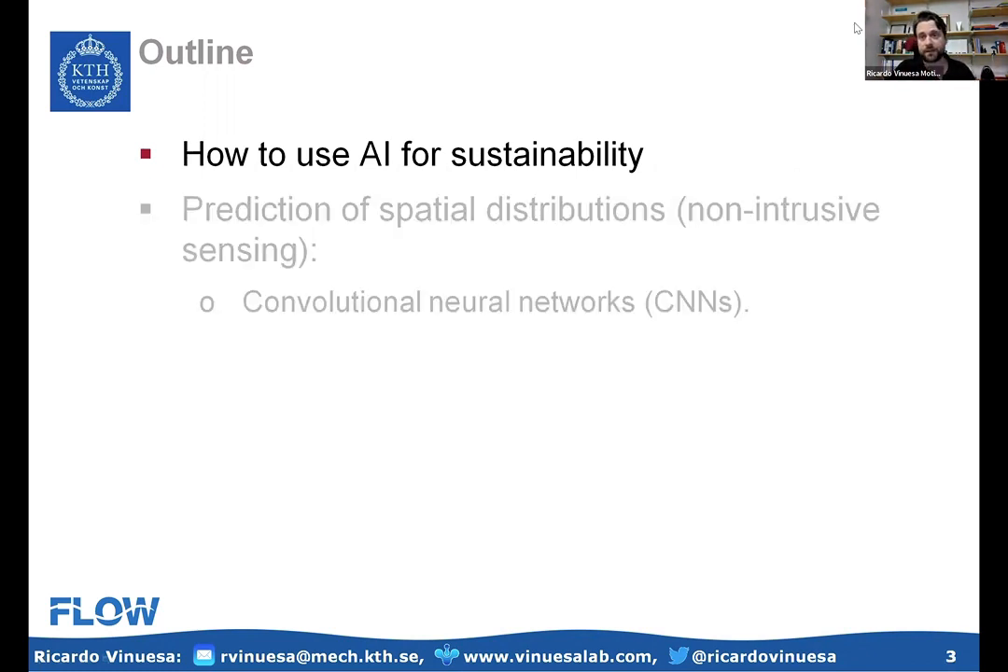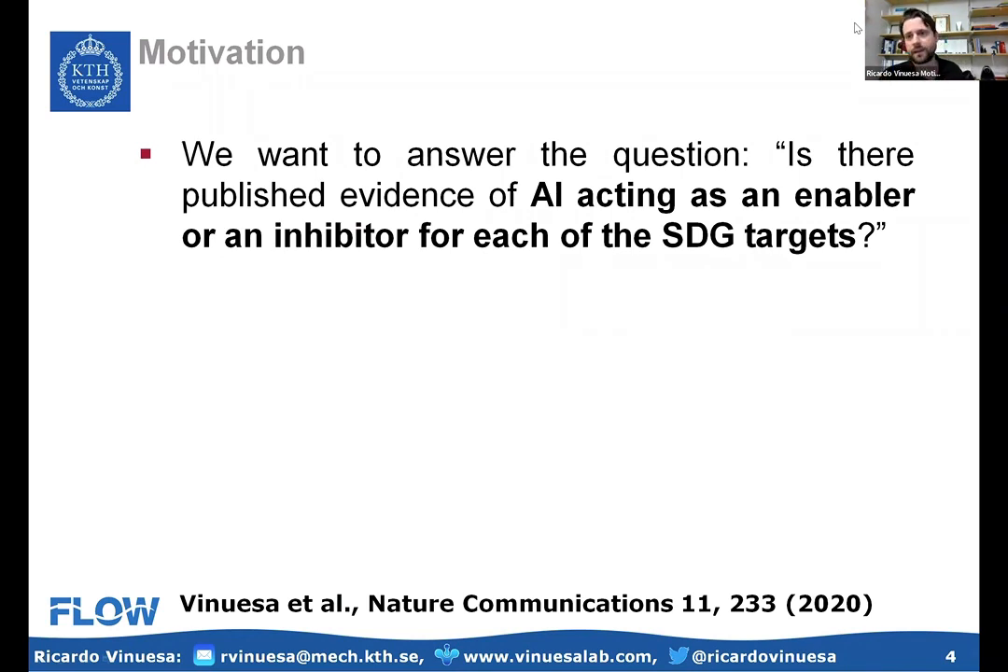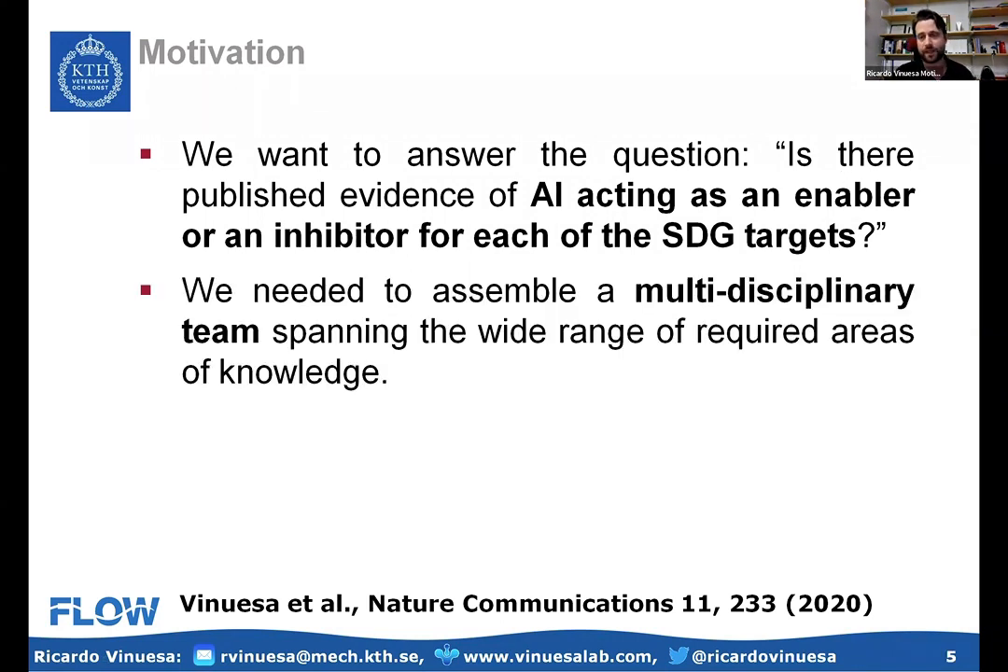For the first part, we asked ourselves whether there is any published evidence of whether AI can act as an enabler or an inhibitor of the 17 Sustainable Development Goals of the United Nations. To do this, we had to assemble a quite complete multidisciplinary team spanning a very wide range of knowledge areas to be able to assess the literature and to have a meaningful discussion. This has been published almost 2 years ago in Nature Communications. You can see the reference here, and you can see all the details of this study. I'm just going to highlight some of the main results in this talk.